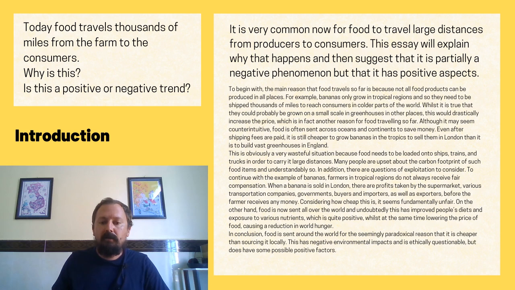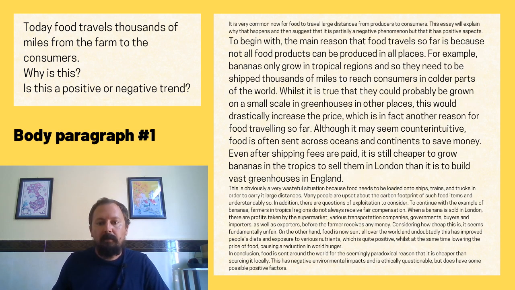Now we come to paragraph 2, and this is going to be all about the reasons why food is shipped around the world over thousands of miles to reach consumers. So I start off: "To begin with, the main reason that food travels so far is because not all food products can be produced in all places." So this transitional phrase, "to begin with," just sets up the idea that this is going to be my first point. And then I say "the main reason is," and by doing that, I'm telling the reader that this is the most important one.